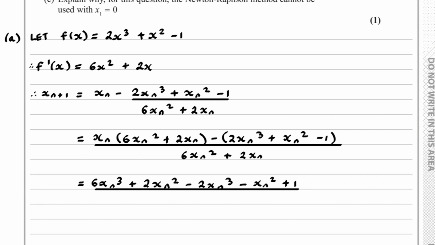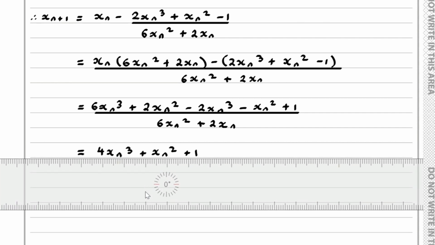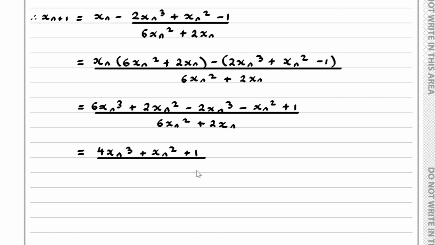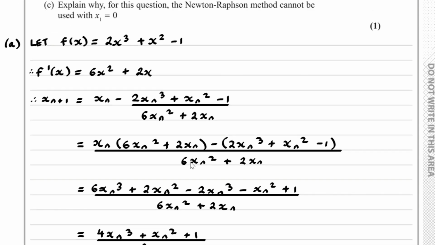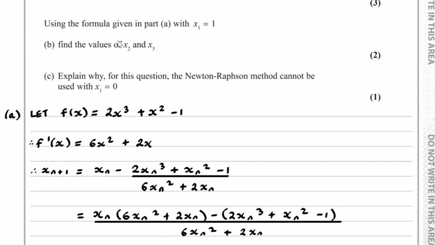and then I divide this by 6xn squared plus 2xn. So if I simplify, I've got 4xn cubed plus xn squared plus 1 divided by 6xn squared plus 2xn. And that's exactly what I wanted to show. And then for part B, using our formula given in part A with x1 equaling 1, we have to find the value of x2 and x3.